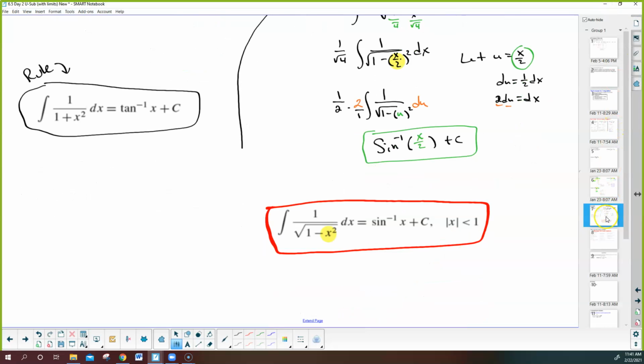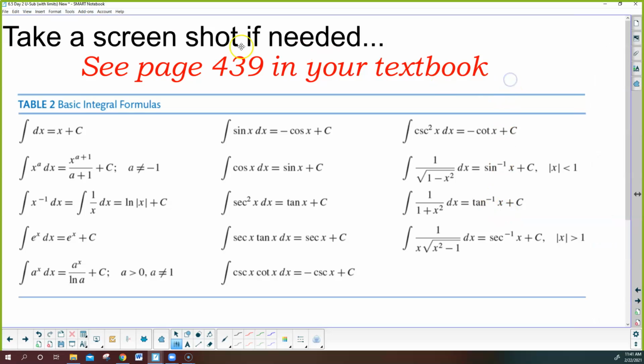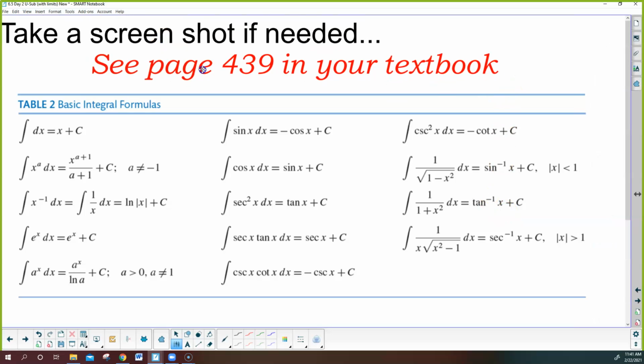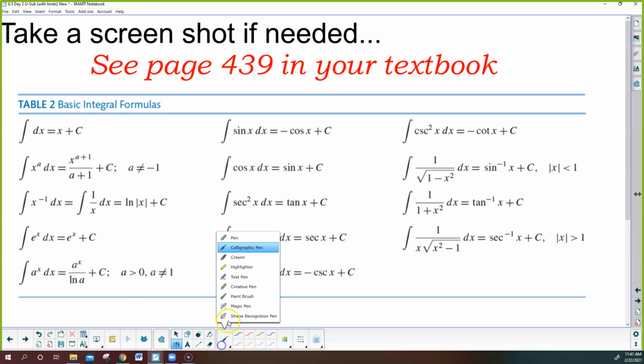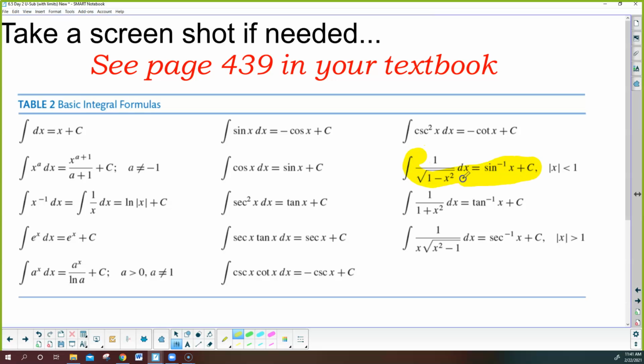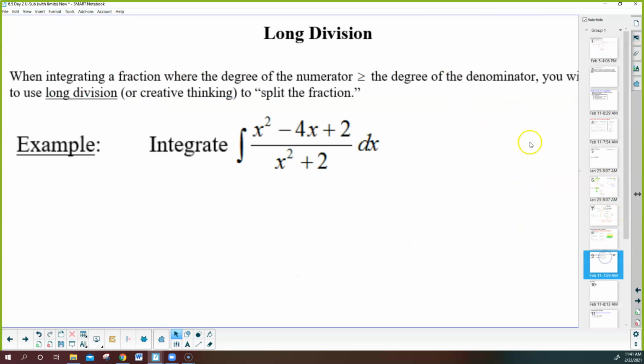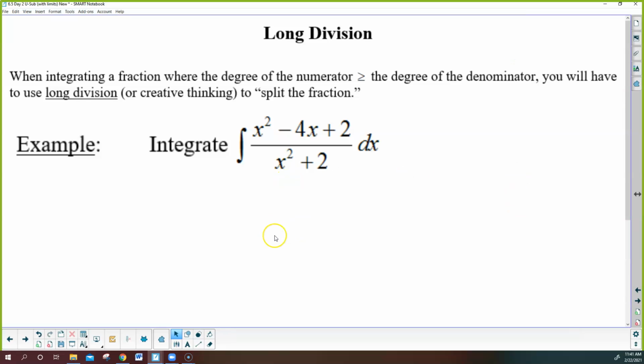All right, so what we're going to do today is just a quick reference. I wanted to show you this because I didn't just pull those 2 rules out of thin air. Here was the one rule that we just talked about. That's the sine inverse one. And then the other one was this tangent. So hopefully you either took a screenshot of this from the day before or you have page 439 bookmarked in your textbook. This is what I want you to write down.